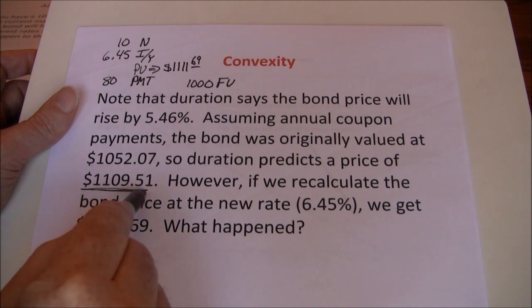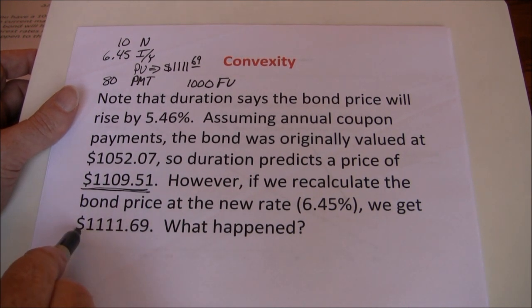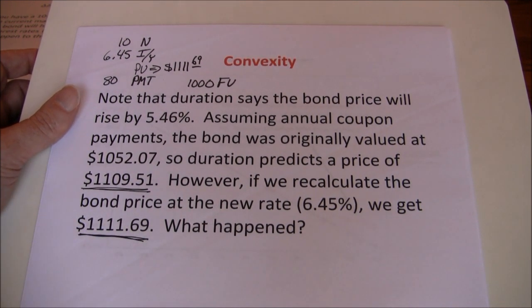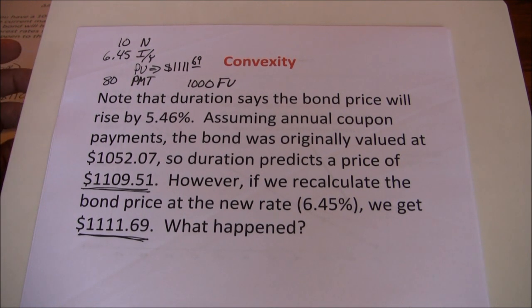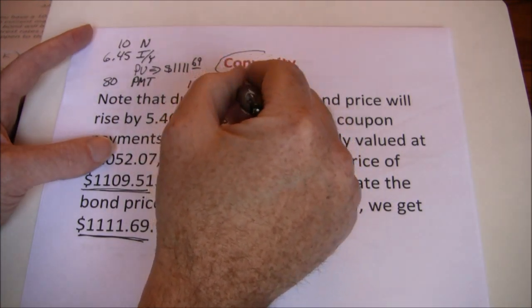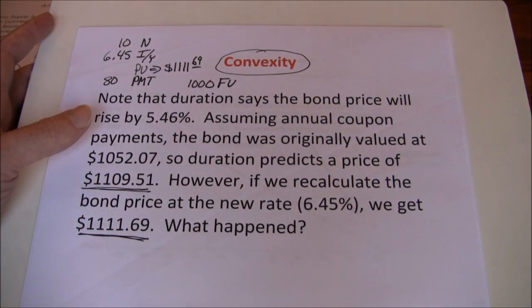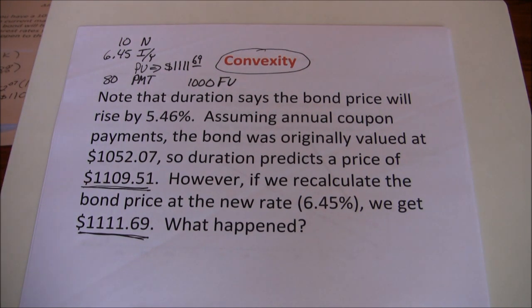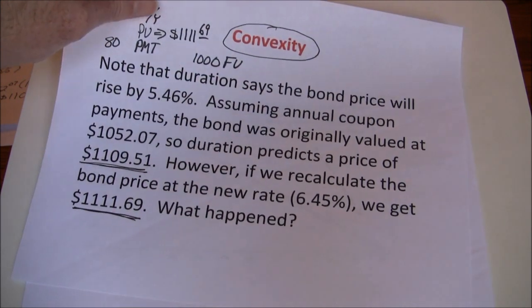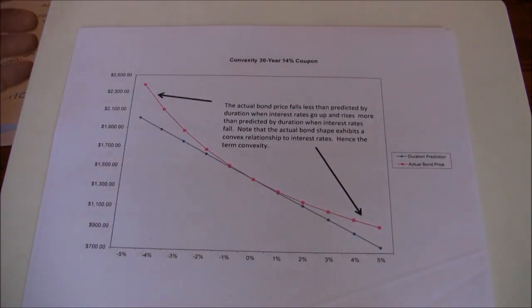Notice that's not what we predicted from duration. Duration said it should be $1,109.51, and in reality it was a couple bucks higher. Now that's not a big error, but it still is a little bit of an error. So what went wrong? Is our duration messed up? Did we screw up a calculation somewhere? The answer is no. Instead, this is what we're talking about when we're talking about convexity. Duration is not a 100% accurate predictor of bond prices. It's an approximation. That approximation is better for small interest rate changes.